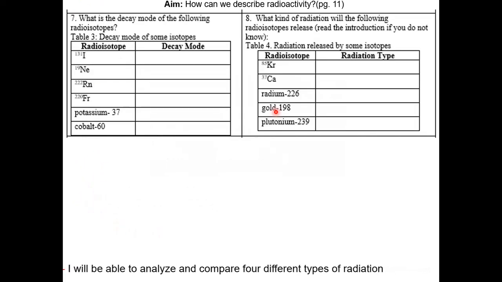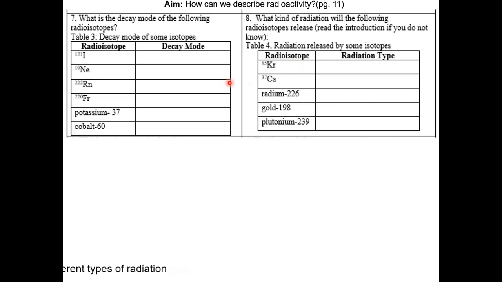For question 7a, you have to use Table N to look up the decay mode, or the type of radiation, that is released from the radioisotope. Try to do this yourself. Pause the video and resume when completed. Here are the answers.